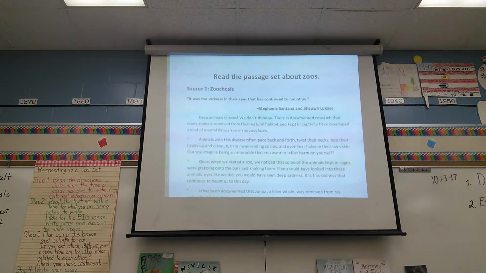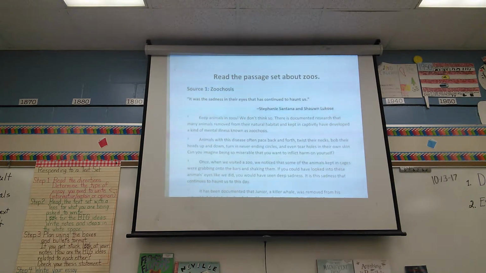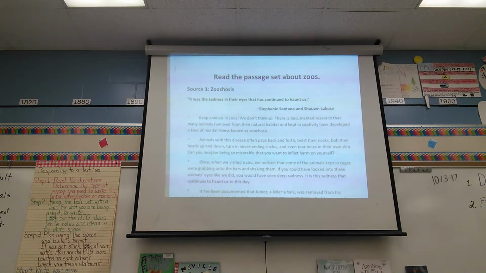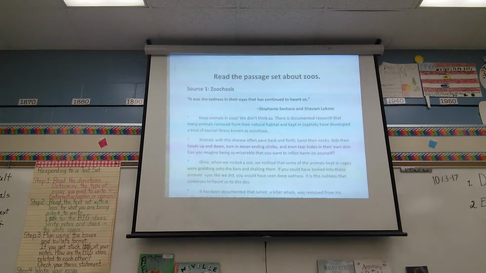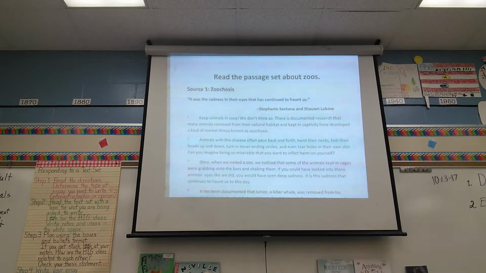So today I want to teach you that it is really important to annotate a text set as you're reading it so that you can mark down the things that you think would be really good, powerful, persuasive details in your essay. Now, in Reader's Workshop, we have been working on hashtagging.